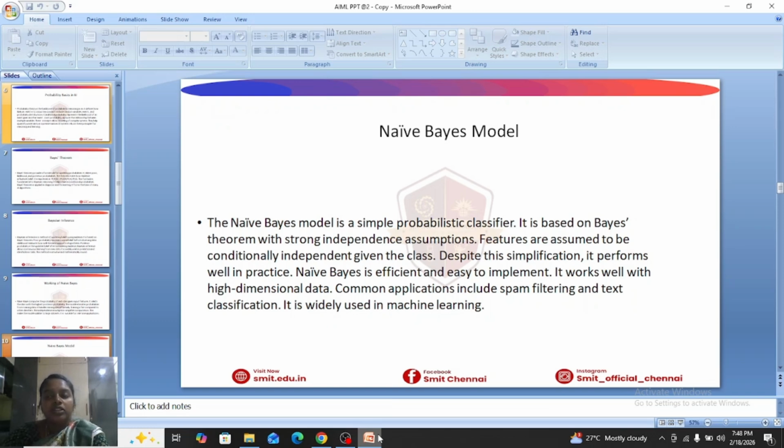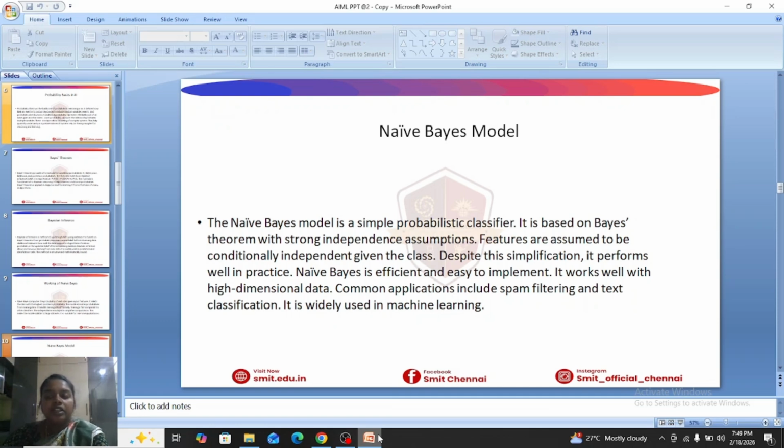Actually, we need to know why it's called naive, because it assumes every feature is independent of every other feature given the class. Example, in spam detection, Naive Bayes assumes the presence of the word free is independent of the word offer, given the class spam.